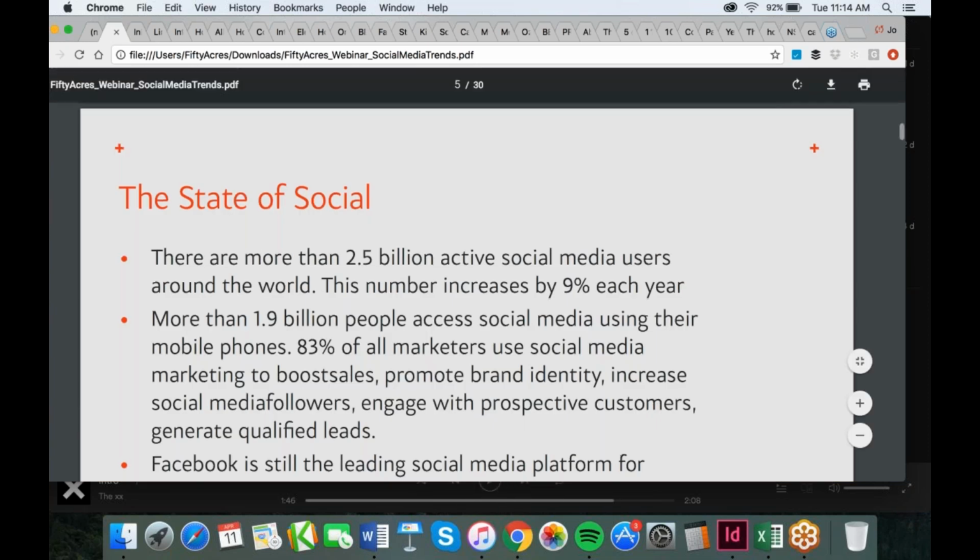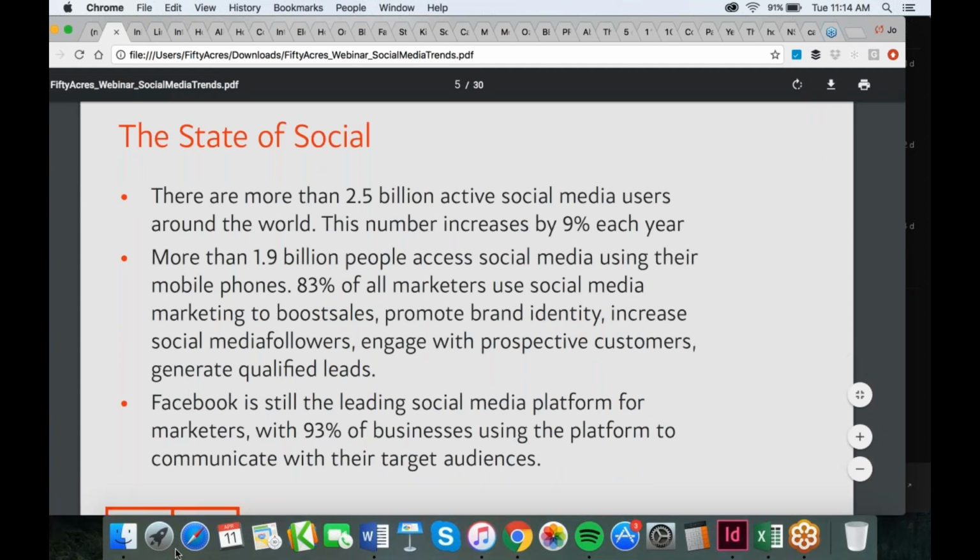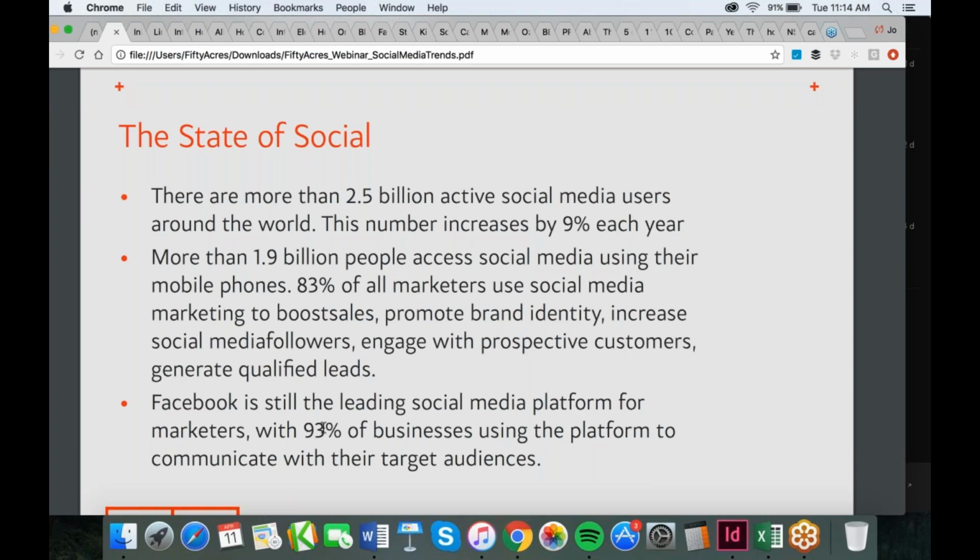So what's the state of social? There are more than 2.5 billion active social media users around the world. This number increases by 9% each year, at least. More than 1.9 billion people access social media using their mobile phones. 83% of all marketers use social media marketing to boost sales, promote brand identity, increase social media followers, engage with prospective customers, or generate qualified leads.